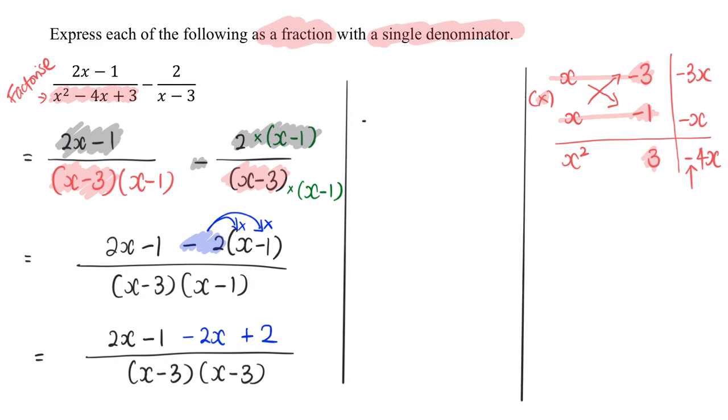So that the final answer will be still over x plus 3, x minus 1. Okay, please take note, there's an error here. This one should be 1. And let's continue. 2x minus 2x is 0. No need to write. Negative 1 plus 2 will give me back my positive 1.